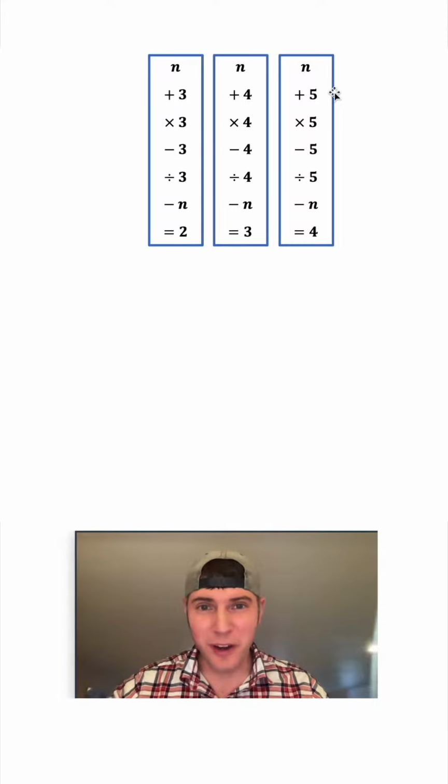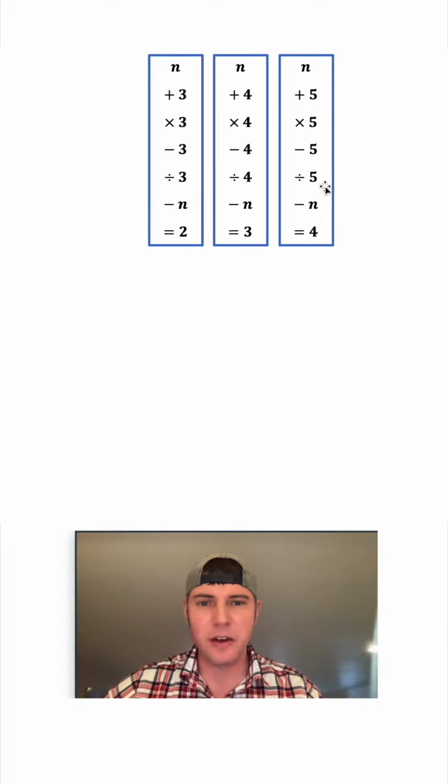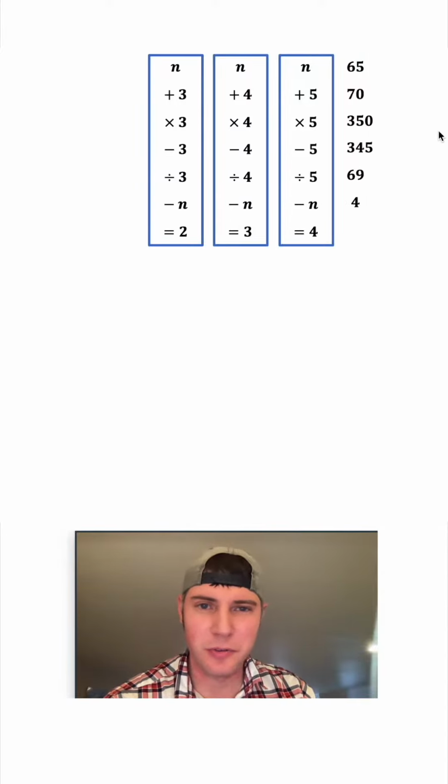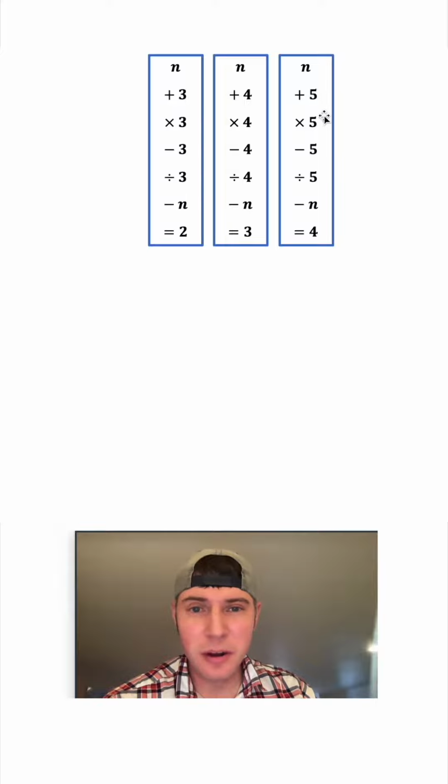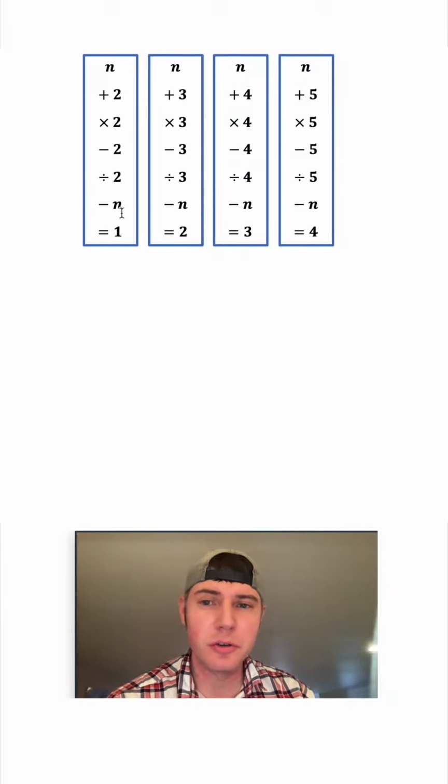It also works with 5. If you choose any number, add 5, multiply by 5, minus 5, divide by 5, and then subtract the original number, it's always going to bring you back to 4. And here are some examples for 5. They all end up at 4. Whatever number you add, multiply, subtract, and then divide, it will always be 1 less than that number. So if we were to do it with 2, we would end up with 1.